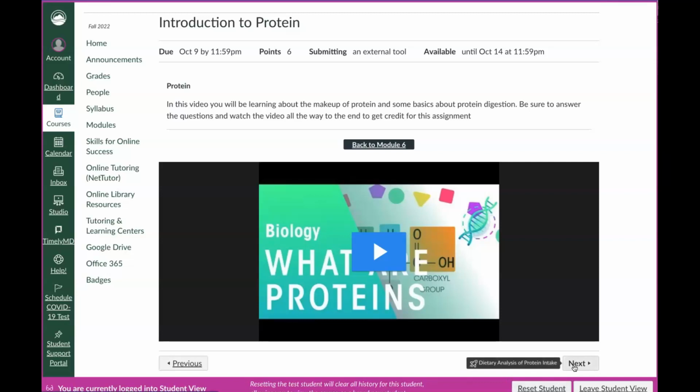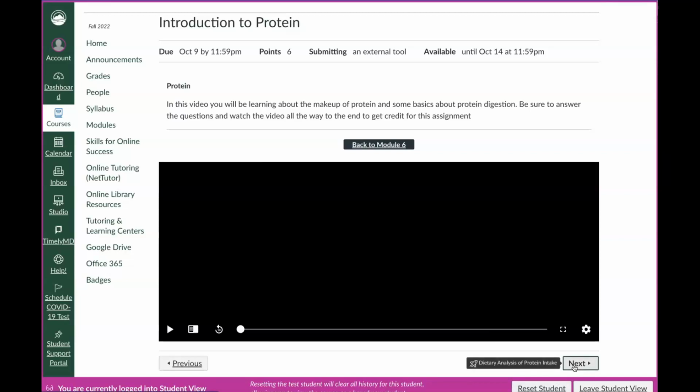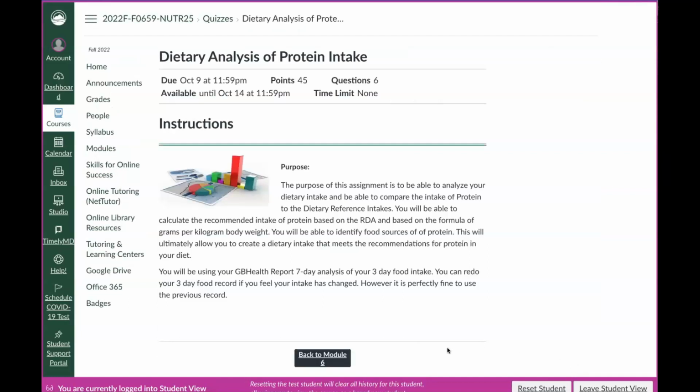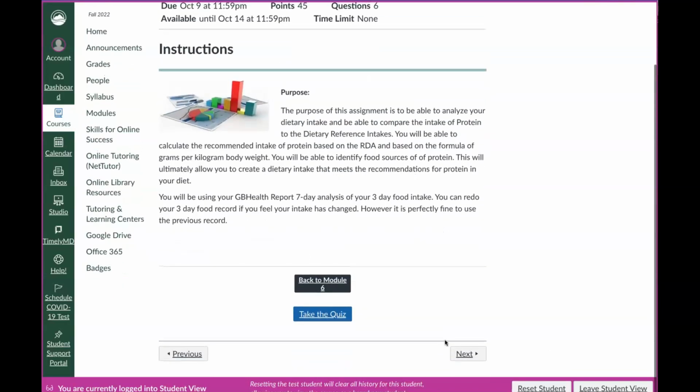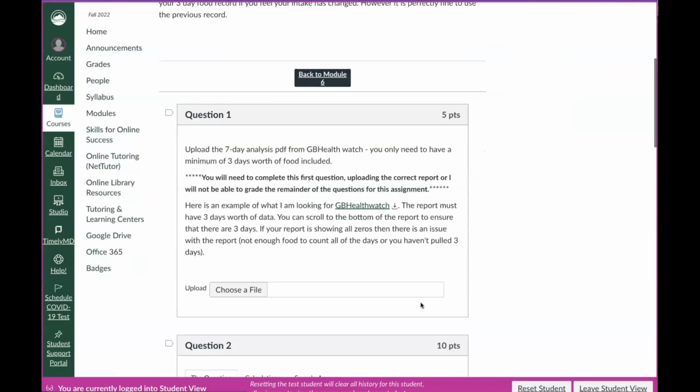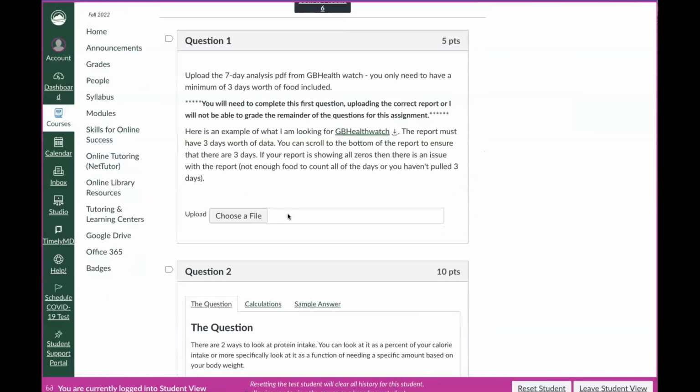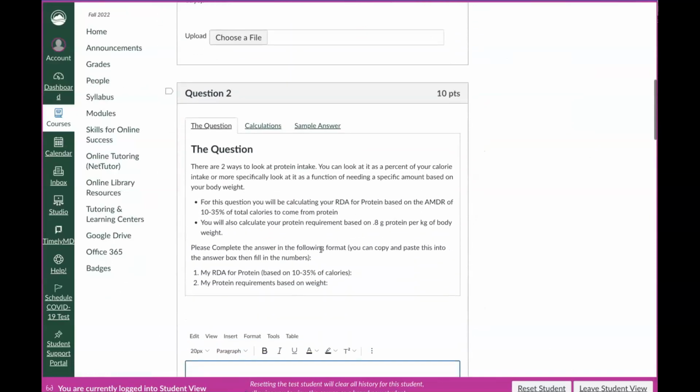So introduction to proteins, this is a great one to wander through and take a look at. And then you'll also be doing another analysis of your protein intake. So again, the same GB Health you used before, unless you want to redo it. You're going to be looking at that. For this one, again, make sure you submit your 3-day GB Health Watch here. The calculations here are a little quicker. There's not as much from a protein intake.